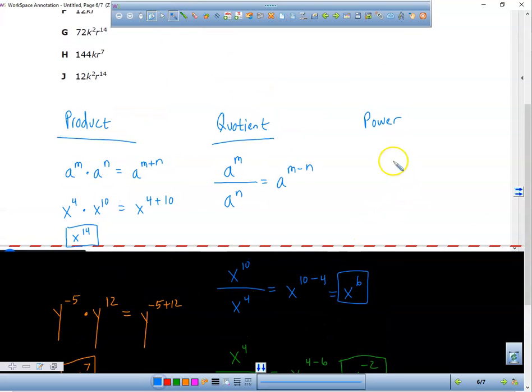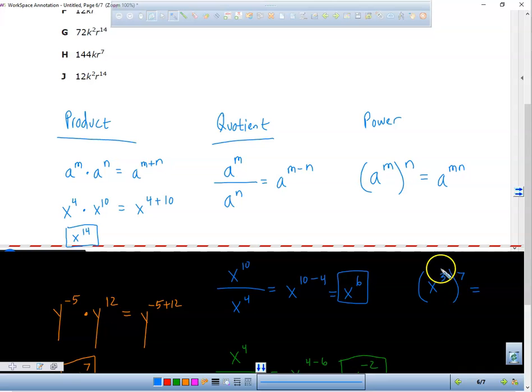The last one, power property. Here's the power property. If I have a to the power of m raised to the power of n, I am allowed to take m and n and multiply them together. So this should be very, very easy. If I say x to the power of 3 and I raise that to the power of 7, what am I allowed to do with the 3 and the 7? Multiply them together.